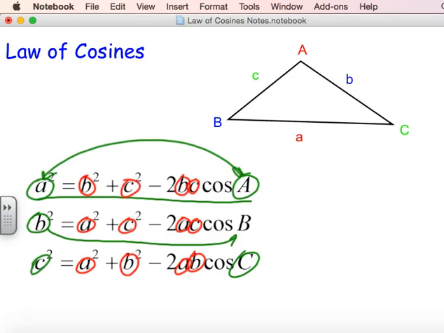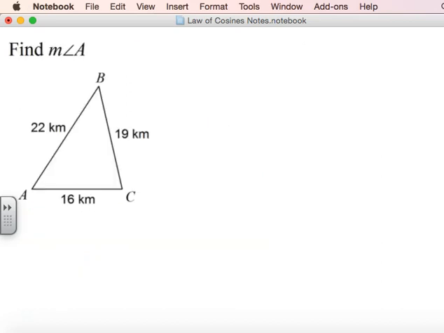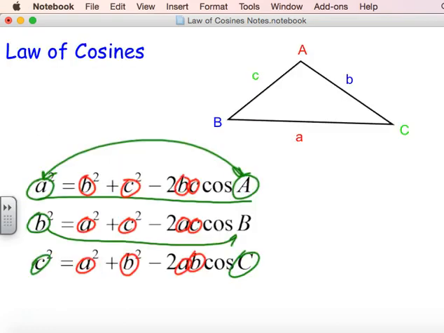Okay, so let's do a problem using this right here. Alright, so we want to find the measure of angle A. So this angle A is right here. Right over here is little a. And then we know little b and we know little c right here. Okay, so if we want to find angle A, then we're going to use the very first one right here, where we want to find cosine of A. So we're going to plug a, little b, and little c into the formula.